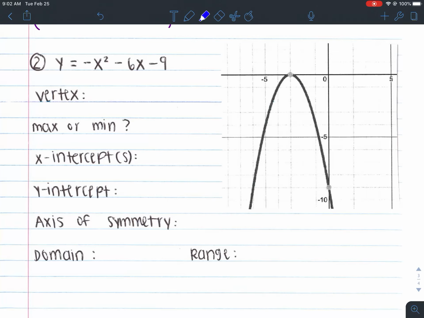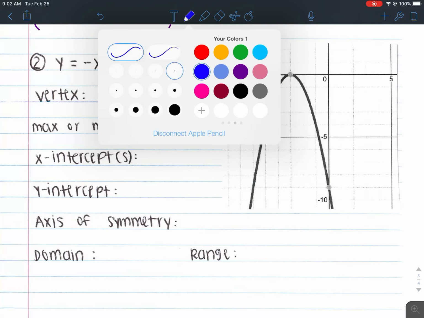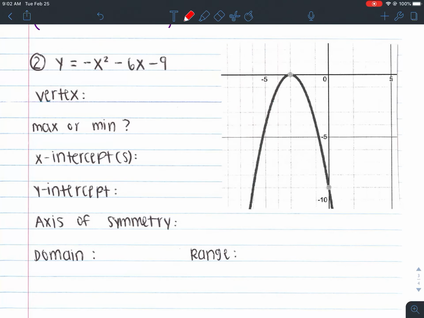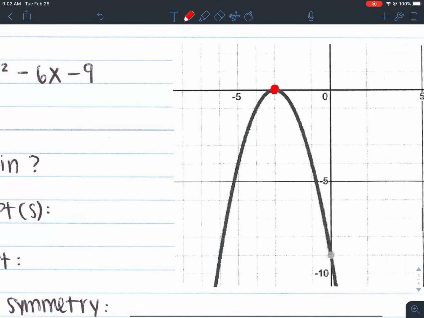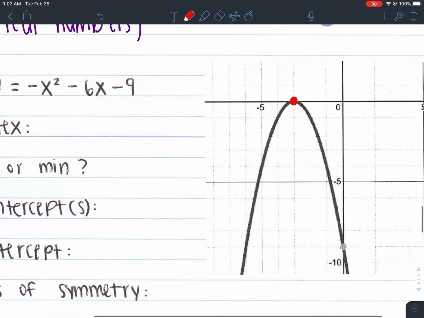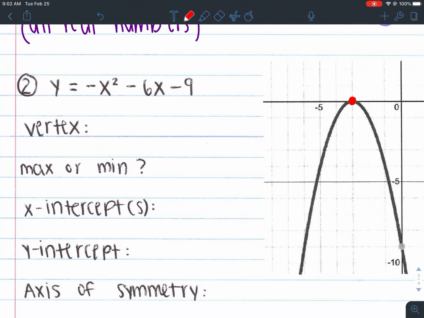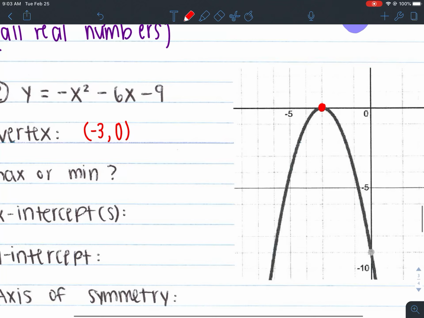Number 2, again, we're given the equation, but we're not going to do much with it. So now we're going to start. What's the vertex here? Remember, that's the turning point or the highest or lowest point. In this case, I have a highest point, which is going to be at the very top here. And it looks like my tick marks are going by 1, so 1, 2, 3, 4, 5. So it's going by ones, okay? So that means that the vertex is at the point -3, 0. So you start at 0, 0, you go left 3, and then you don't go up or down. So that's why you have 0 for the y value.